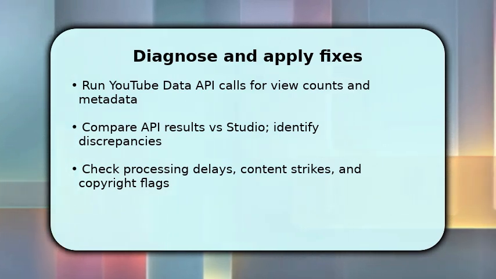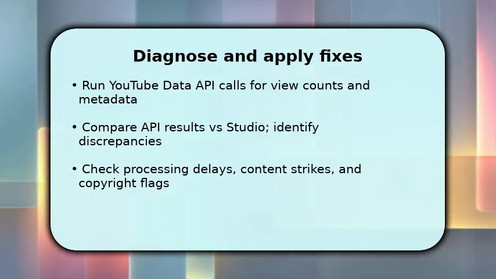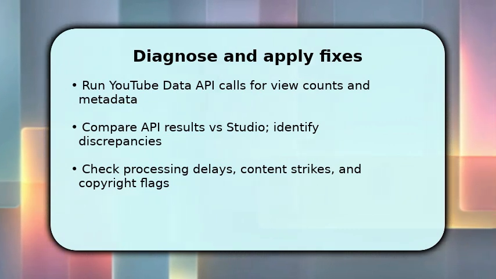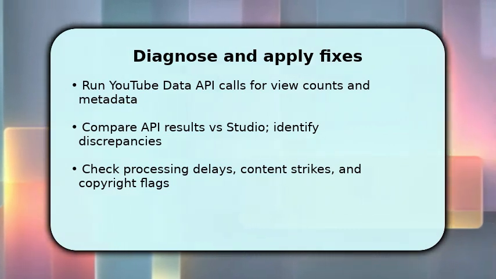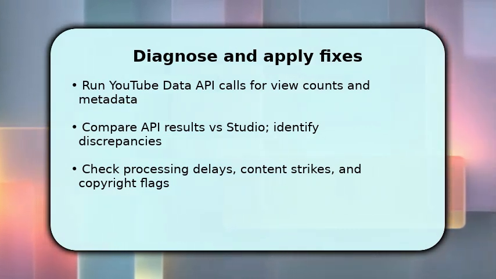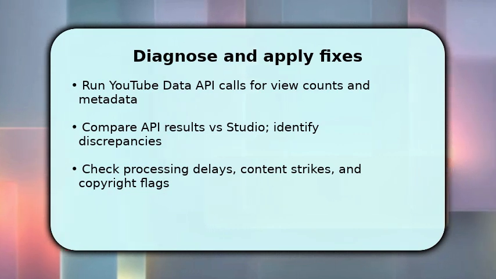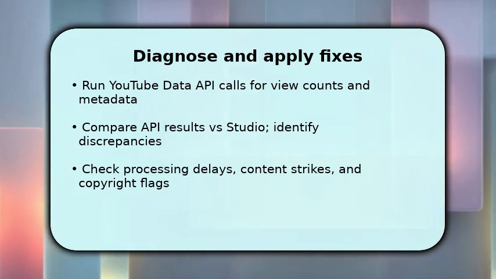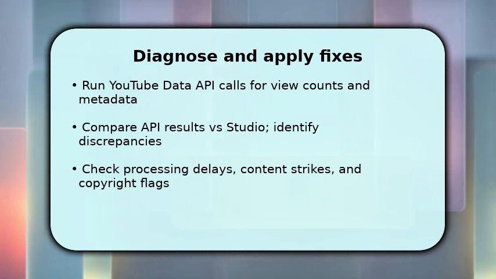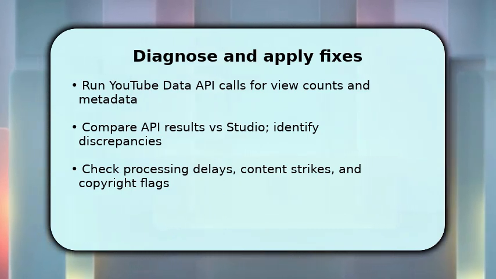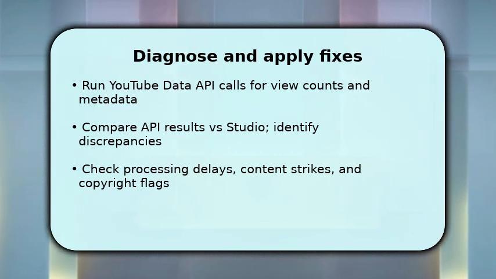Make edits to metadata only through API or Studio consistently to avoid race conditions. Also inspect content ID, copyright claims, or strikes that lock metrics. Once you isolate the root cause, apply the corrective action. Clear strikes, request reprocessing, or increase quota so data flows normally.